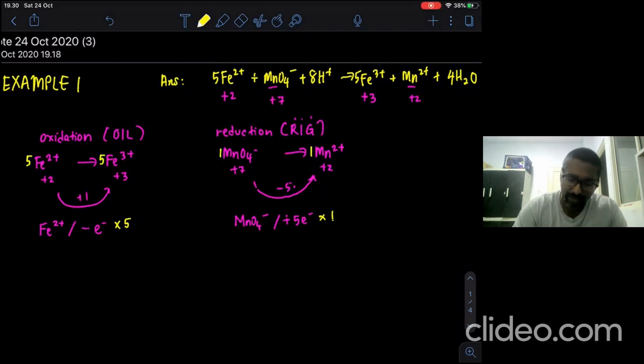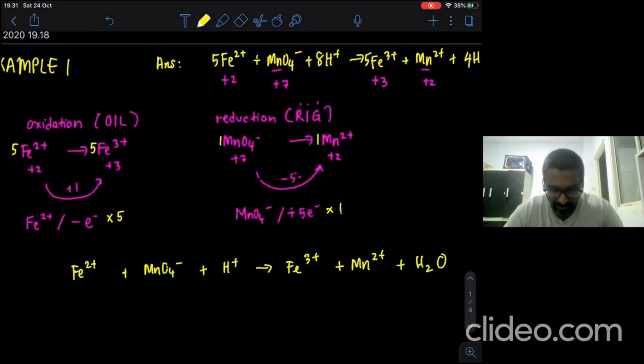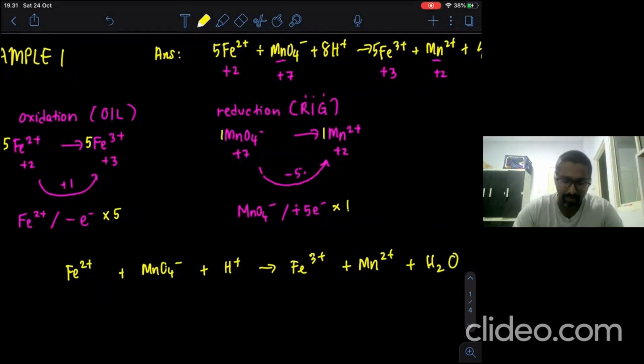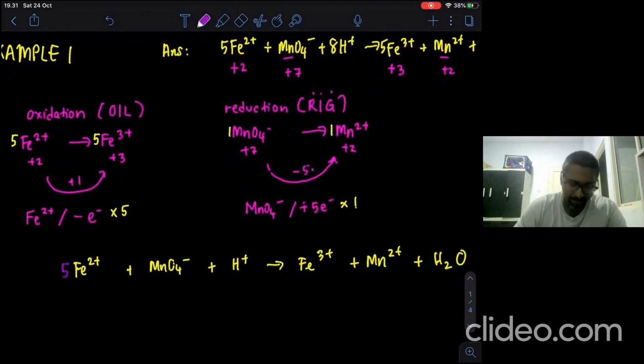If I have, for example, Fe2+, MnO4- plus H+ to give me Fe3+, Mn2+, H2O, once I get this, I want to balance it. Since I have calculated, I know that this is going to be 5, and this is going to be 5, and I know that this is going to be 1, and this is going to be 1.